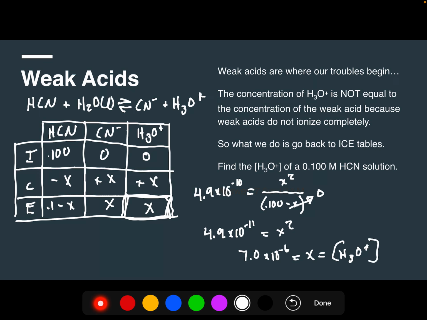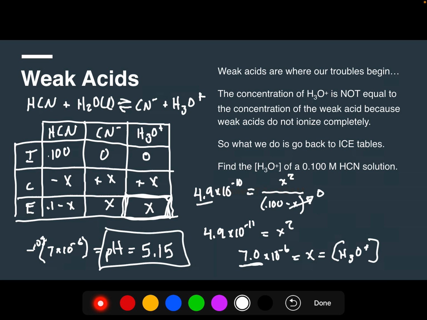So if I take the negative log of 7 times 10 to the negative 6th, oops, I didn't even put log in there, negative log, sorry. That's going to be the pH. So in this case, negative log of 7 times 10 to the negative 6th is 5.15 because there's 2 sig figs here. So 5.15 gives me 2 sig figs behind the decimal point. So that's how you do it if you're trying to find the pH.